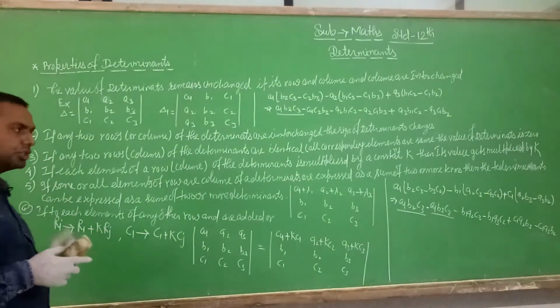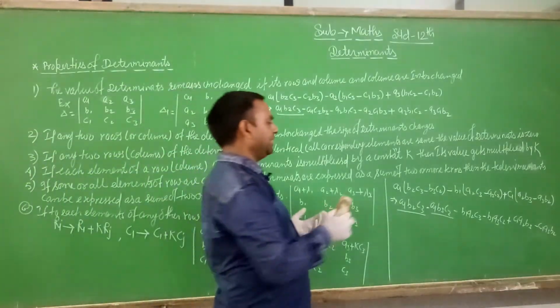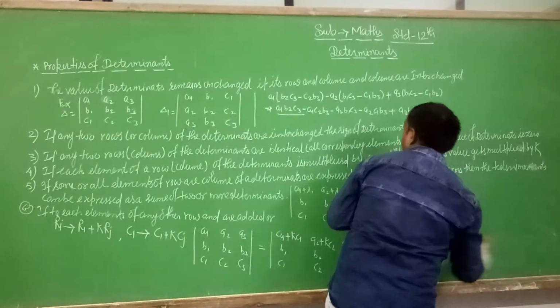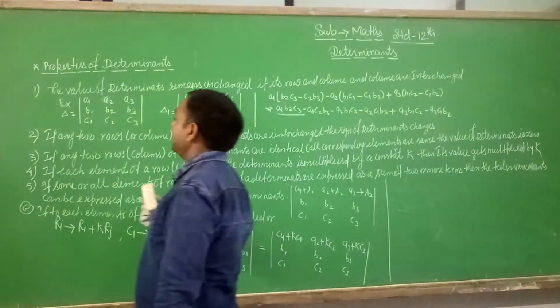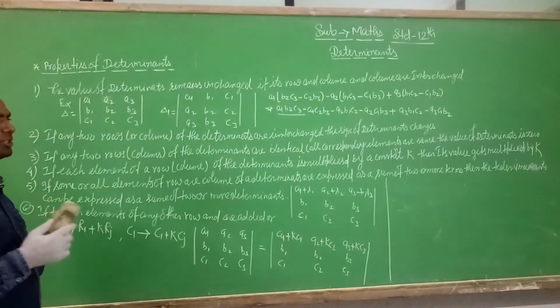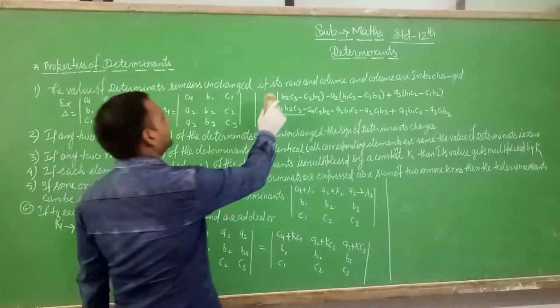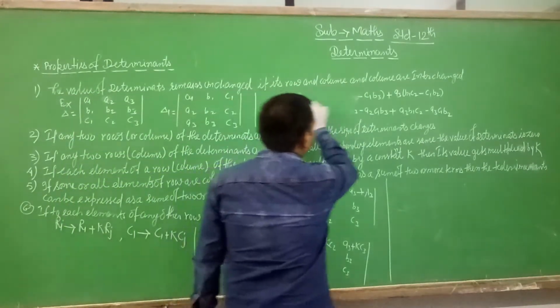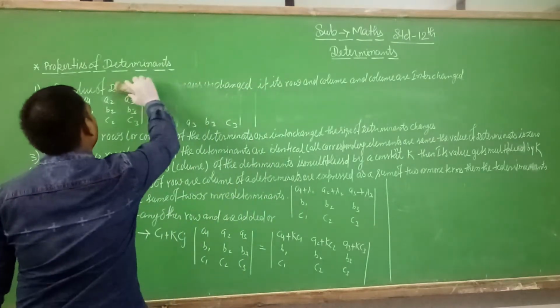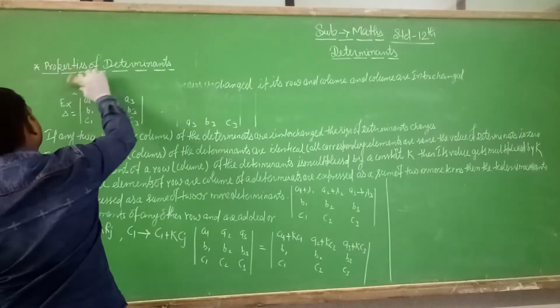Suppose that it is a positive sign, so the answer is given in the negative sign. Next, also listen: if you interchange any two rows or columns with each other, then the value of the determinant will be changed. Suppose you see the example, here is an example where one determinant is given.